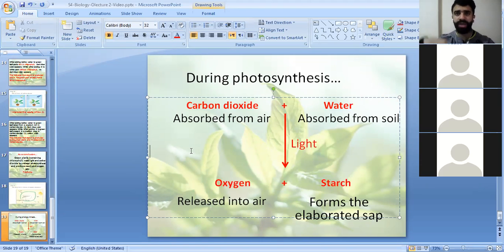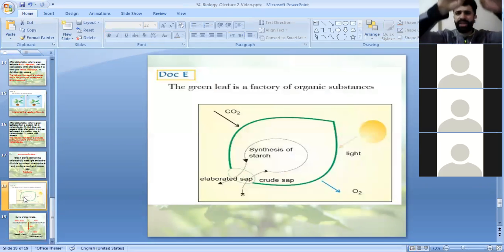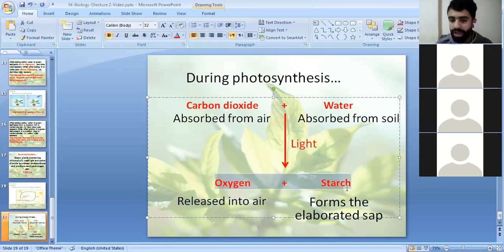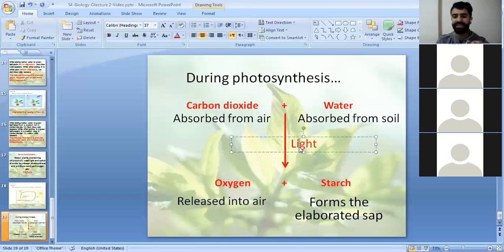So oxygen is released into the air. Starch will form what's known as the elaborated sap that moves in all parts of the plant. So this will form the food for the plant. So I will repeat, during photosynthesis, carbon dioxide and water are called the reactants. The reactants react together to produce what we call the products, oxygen and starch. All of them in the presence of sunlight.